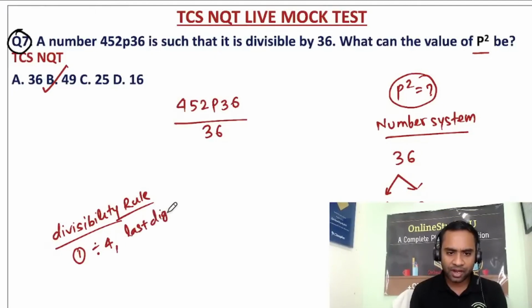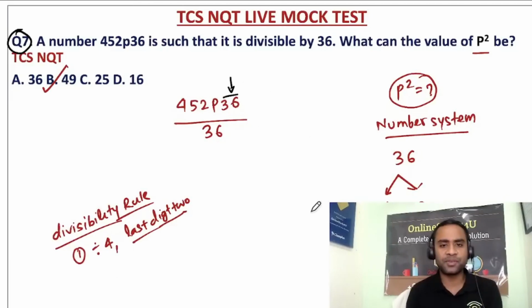The last two digits should be divisible by 4. Here, 36 is divisible by 4, so this particular number is divisible by 4. Now I have to check for 9.